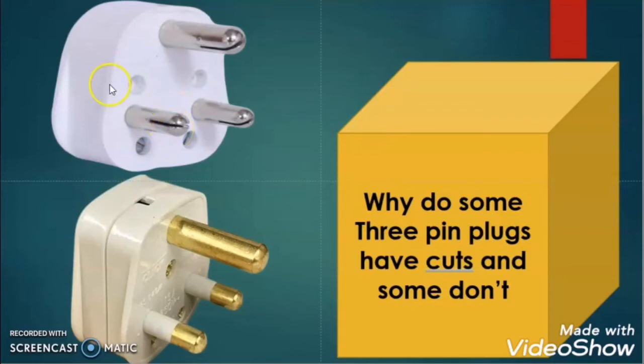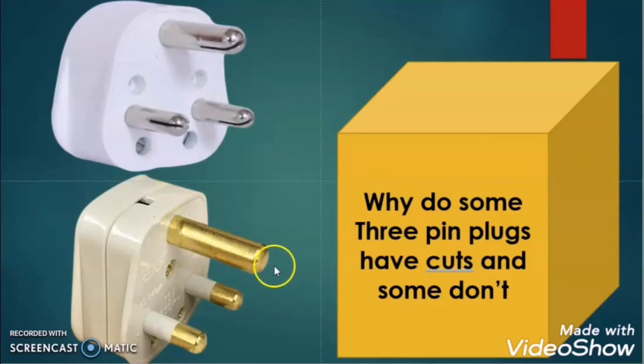And when you try to remove this plug from that 3-pin socket, it will be difficult as the pin has already gotten stuck due to expansion of these pins. In order to avoid such conditions, manufacturers make cuts in the phase pin and neutral pin. So even if it expands, it will expand internally as there is a space, and it will not get stuck inside the 3-pin socket. Hope you understood this reason.